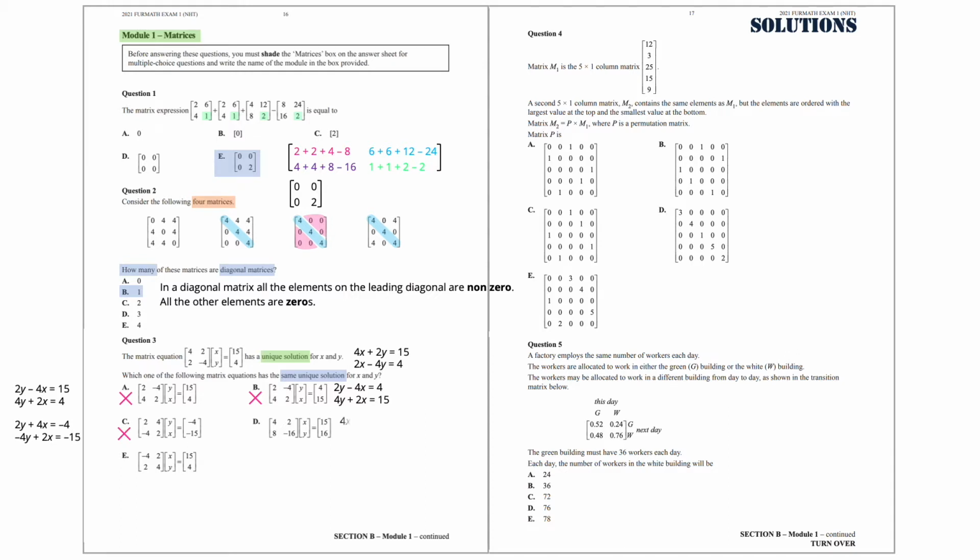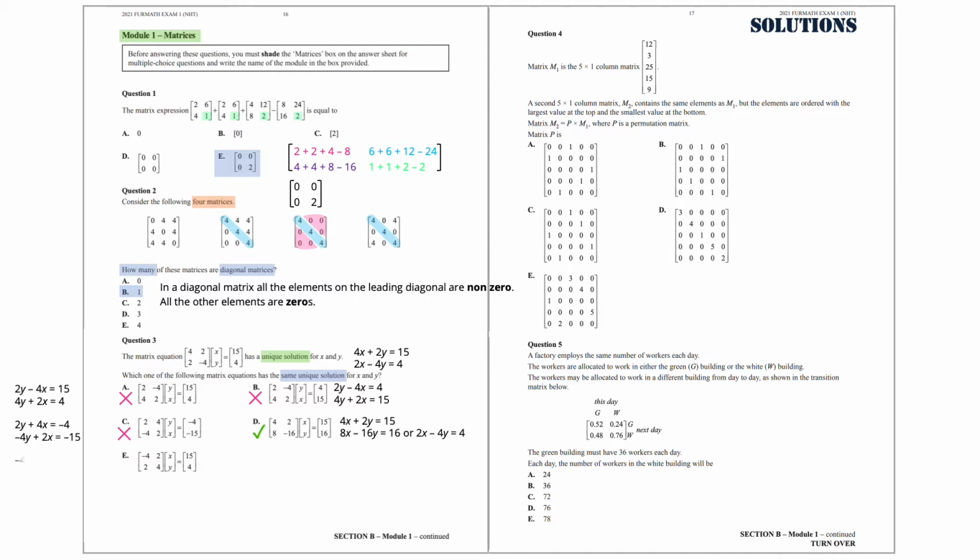In part D, 4x plus 2y equals 15. This is identical with the first equation in the matrix equation given. And then we have 8x minus 16y equals 16. We can divide this equation by 4 and we end up with 2x minus 4y equals 4. So this is the second equation in the matrix equation given. These are the equations that are going to have the same unique solution.